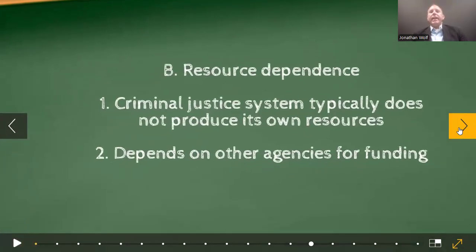Criminal justice agencies, police departments are usually resource dependent. So this is number one, criminal justice system typically does not produce its own resources, and they depend on other agencies for funding. So what does that mean? If later this afternoon I write a ticket to somebody, let's say back to the inspection sticker, let's say the inspection sticker is out of date, I write a citation and issue a citation to that operator of that vehicle. The fine is $25, right?